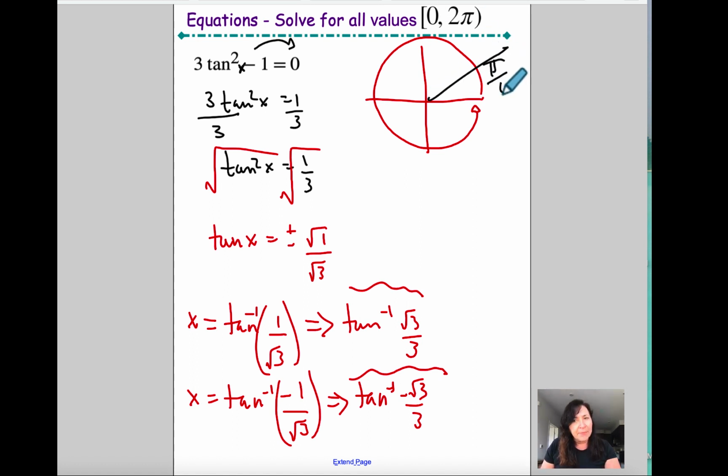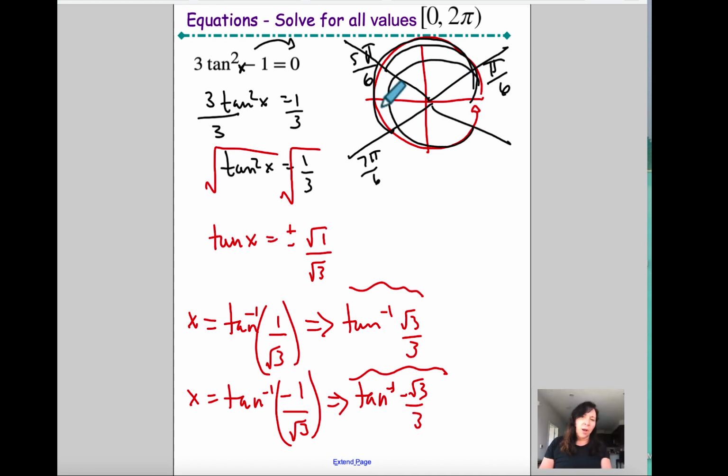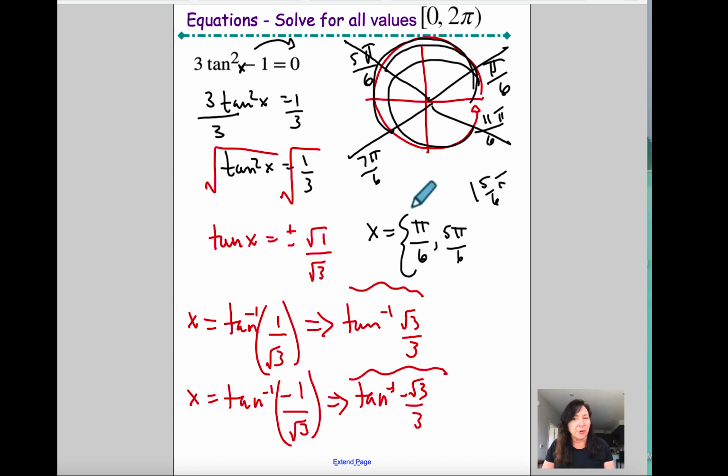is pi over 6. A 30-degree reference here is going to give me, what is that, 5 pi over 6. A 30-degree reference in this quadrant is going to give me 1 and 1/6, which is 7 pi over 6. And a 30-degree reference in this quadrant is going to give me 1 and 5/6. What is that? 1 and 5/6, and that's 11 pi over 6. And so my answer would be x equals, and it would be, just put all those values down. Pi over 6, which is 30. 5 pi over 6, if you're doing degrees, 5 pi over 6 is, what is that, 150?